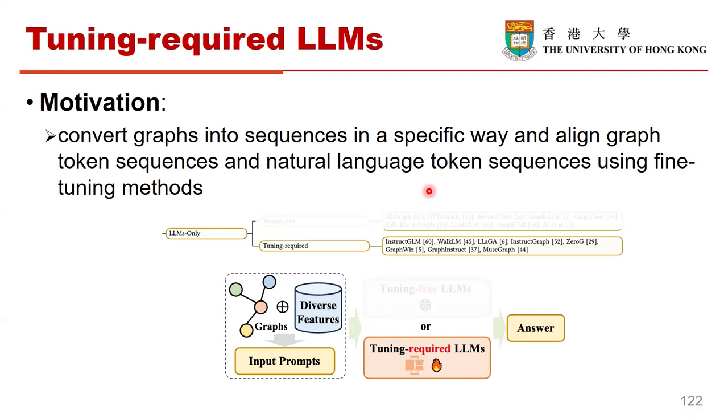Hello everyone. I'd like to talk about the tuning required to conduct different downstream graph learning tasks. The motivation of tuning required is to convert graphs into sequences in a specific way and align the graph token sequences and the natural language token sequences using the fine-tuning method. That's why we should tune. I think the challenge of the tuning required is how we can transfer the graph into some sequence, because if the way of transforming the graph into the sequence is not very well designed, the structural information of the graph cannot be fully utilized by the LLM.